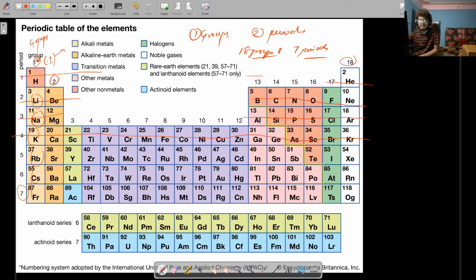Positive? Okay, nice. It is always positive, correct. It will always be positive 1. So, every element in the second group will always have a valency of 2, right? And this valency will always be positive. So, accordingly, this will be 3, right? So, we don't need to care about these elements, okay?